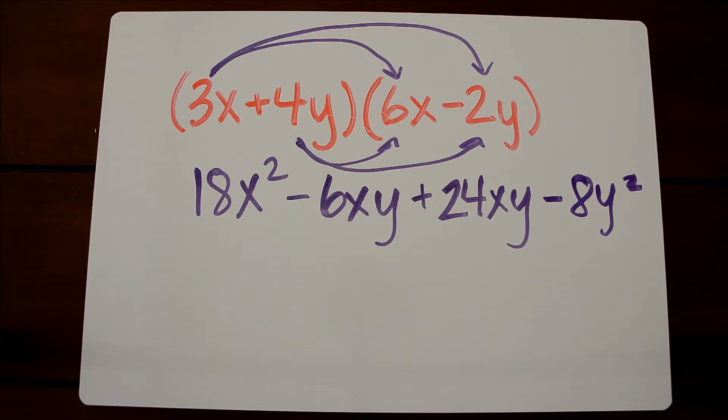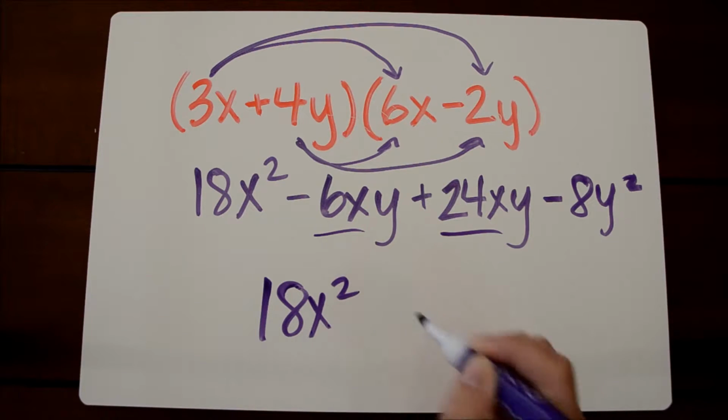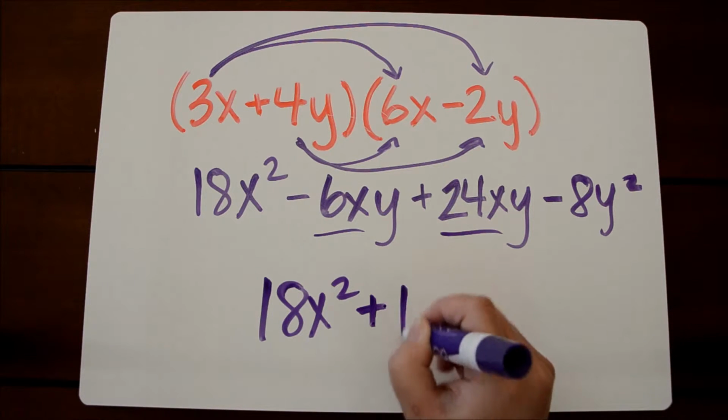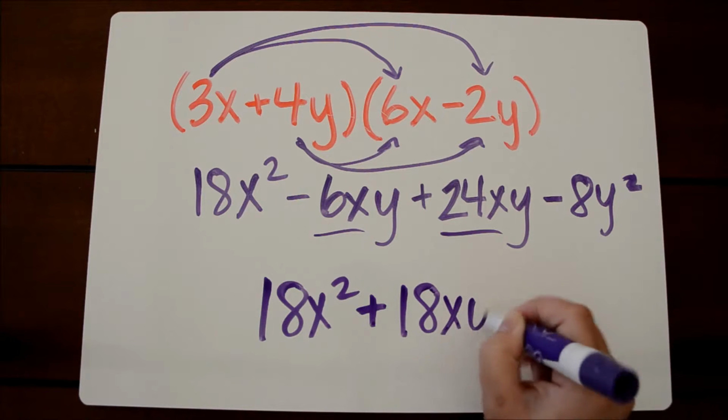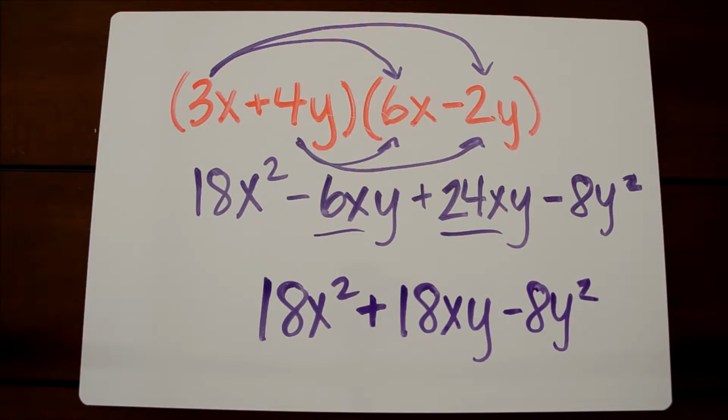After that, we're going to combine our xy terms because those are our like terms. We're going to get 18x squared plus 18xy minus 8y squared. And that's as simplified as this expression gets because these are not like terms.